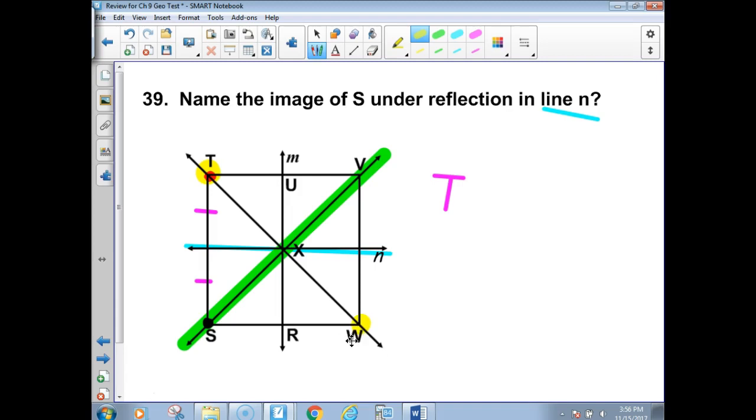Whatever line you're going over, let's say, as a last one, what if we went over line M? If I said, what's a reflection of S over line M, then that's going to go straight across to W. Or T will go straight across to V. You've got to pay attention to which line you're reflecting over.